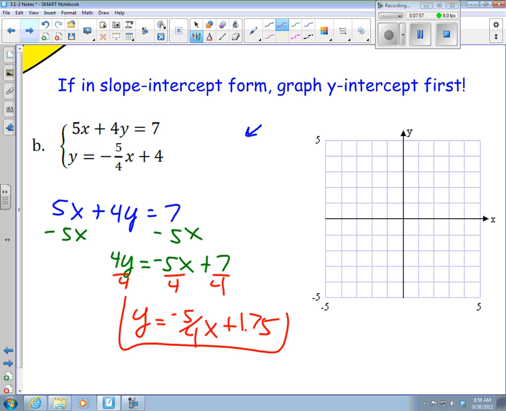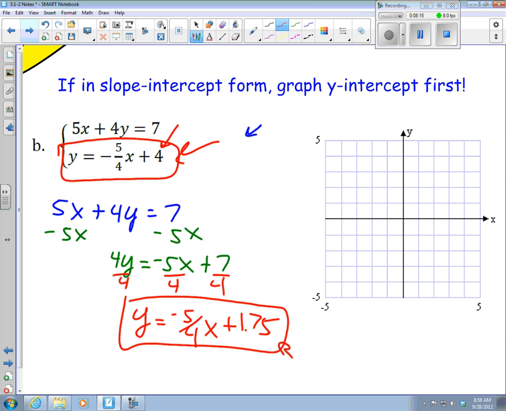So I got my line here, and I got my line here. And the thing I notice is they both have the same slope. So these lines are going to be parallel. But they do have different y-intercepts, so they're not going to be the same line. So it's not going to be infinitely many solutions. It's going to be no solution. But let's graph them anyway.